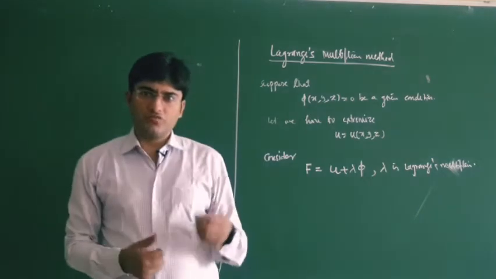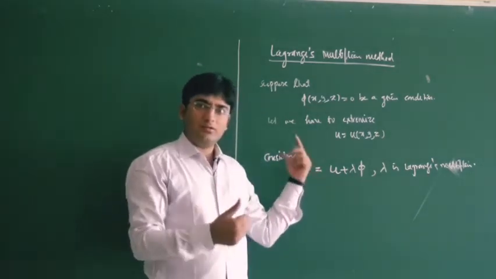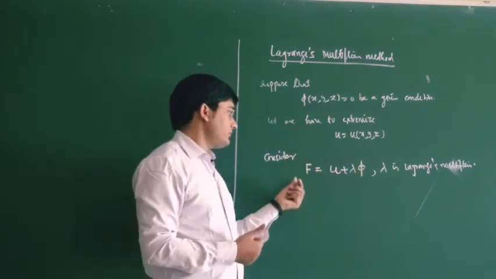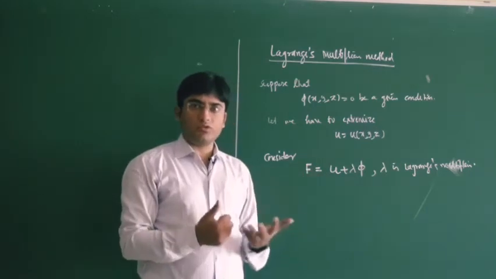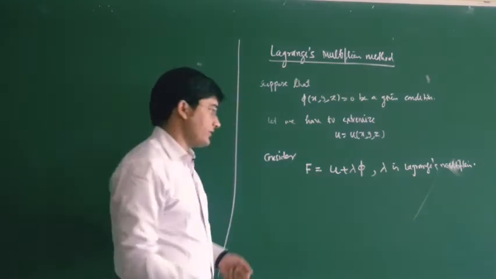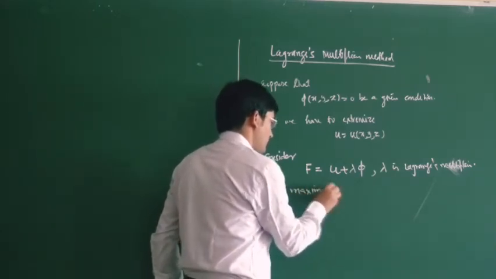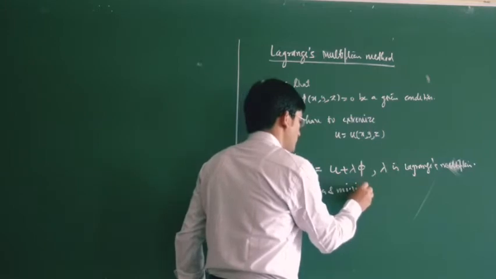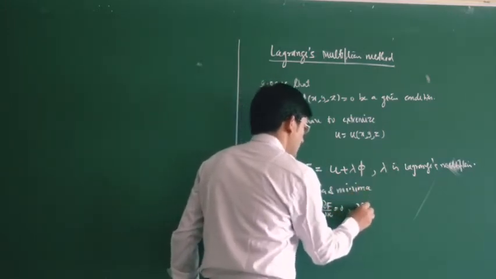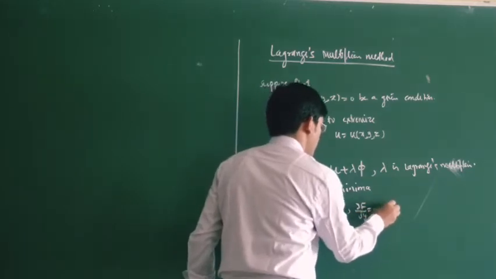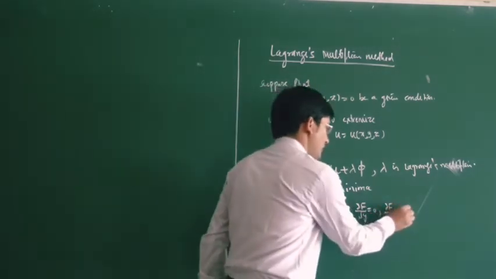Now we know that the necessary condition for maxima and minima is that the first order partial derivatives of F with respect to x, y and z will be 0. So for maxima and minima, our first order derivative with respect to x, y and z will be 0. So these three are equal to 0.